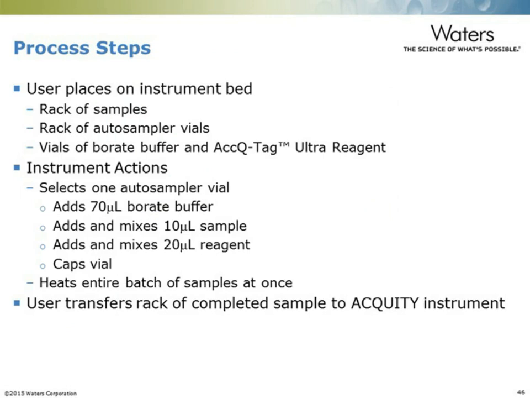The user places onto the instrument bed the samples, the autosampler vials, and the borate buffer and AccuTag Ultra reagent. What the instrument does is pick up an autosampler vial and remove the cap. It adds borate buffer, then it adds and mixes a sample, and then it adds and mixes the reagent, caps the vial, and then returns the sample vial to the rack.